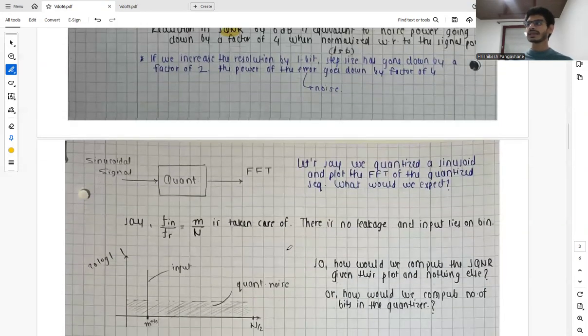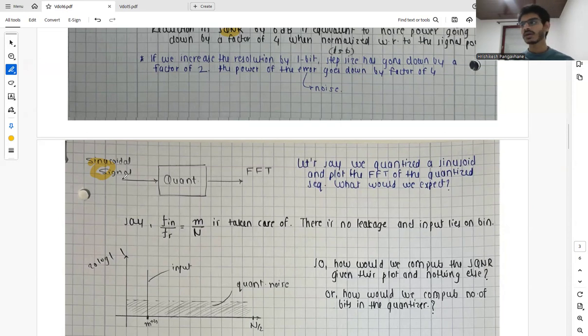So let's say we have a quantized sinusoid. We have a sinusoid signal, which is basically x of n because it's a sequence. So we have a sinusoid sequence, and let's say we quantize it and we plot the FFT after quantization of this quantized sequence. What can we expect in the FFT?